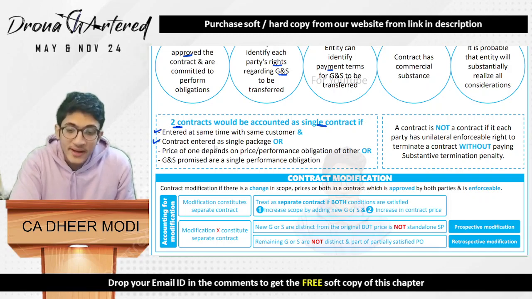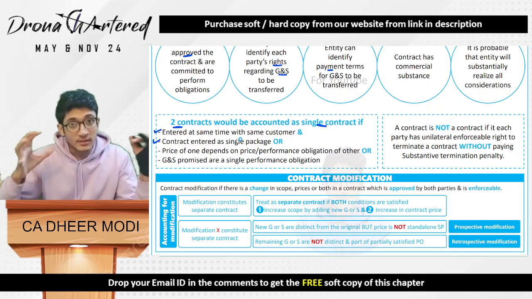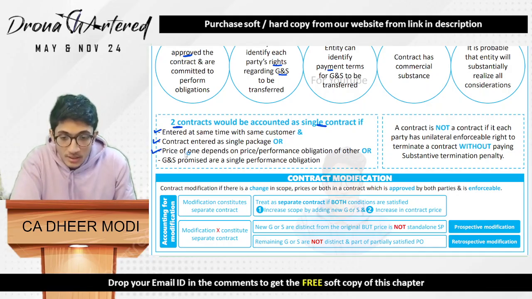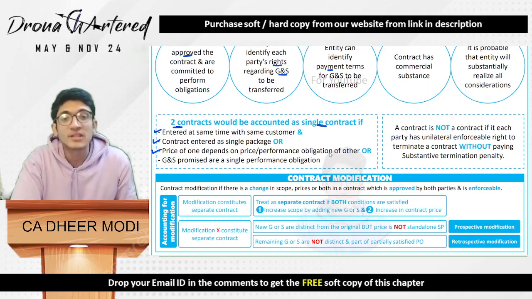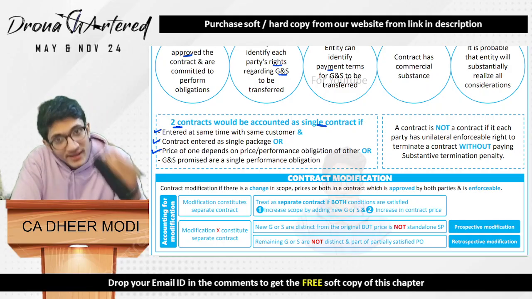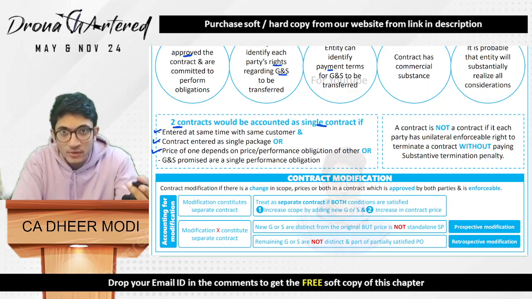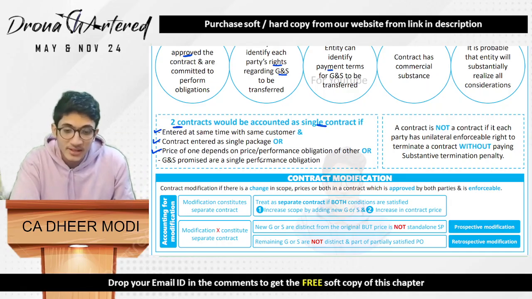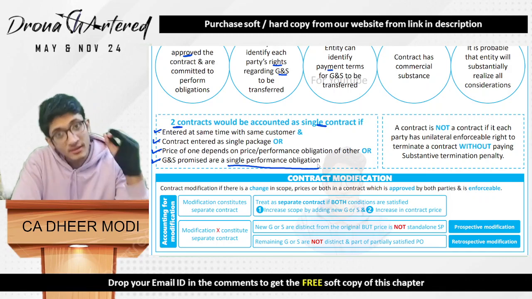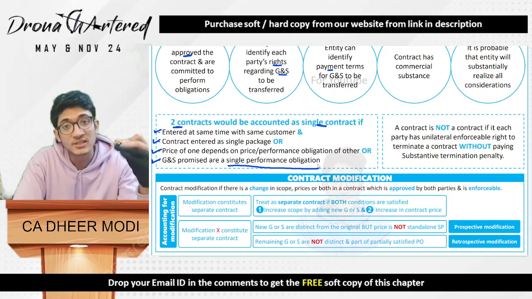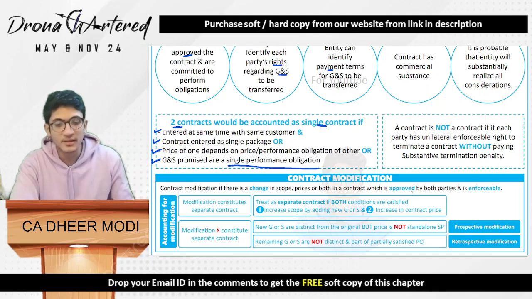Second, contract entered as a single package. That means it is a group combination. Third, price of one depends on price or performance obligation of the other. Only when I teach you will I be able to give you notes, so both of these are related to each other. And last is goods and services promised are a single performance obligation. Even though they are separate, they are one performance obligation only. In such a case, two contracts will be counted as a single contract.